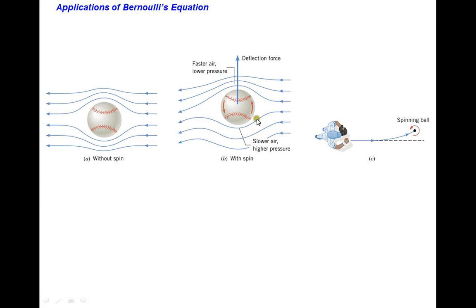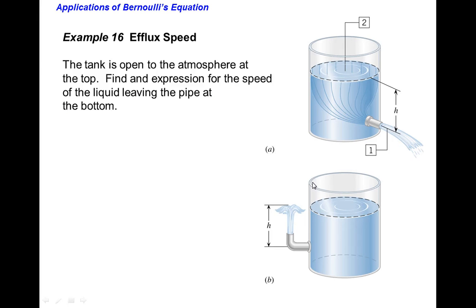In baseball, we have the curveball that's being thrown. As it's spinning around, on one side, it's kind of scooping the air and moving it past it. The other way, it's kind of cutting into the air. So with the slower air, there's higher pressure. With the faster air, there's lower pressure. And there's this deflection force that tends to make the ball move, spinning it that way.